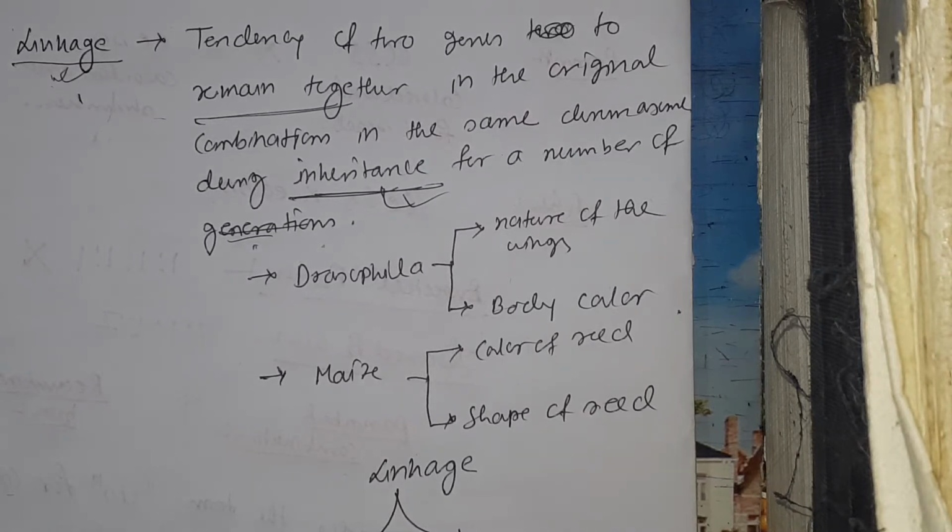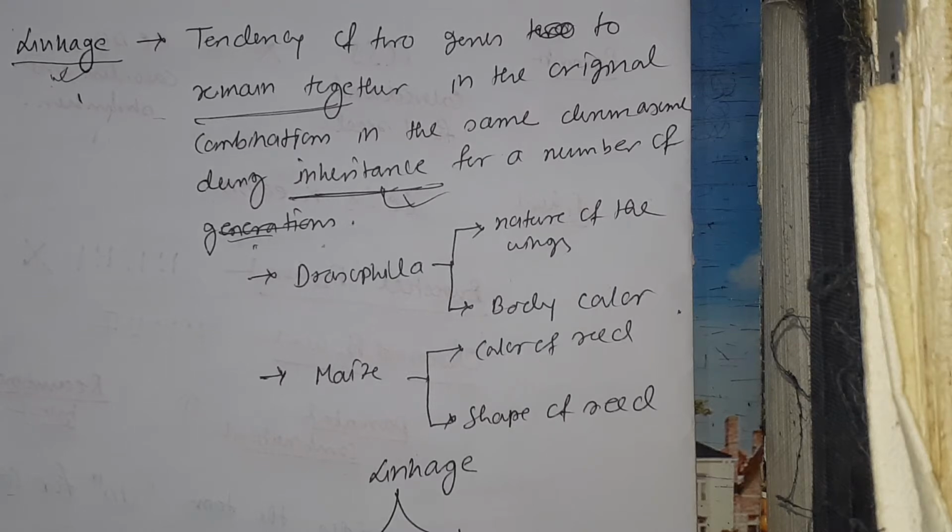Linkage is simply the tendency between two genes which are located in the same chromosome, where the distance between them is very small. That is why they are always inherited in their same original combination for a number of generations. That means the role of crossing over will be inhibited because of this linkage, because linkage enables the plant or the animal to maintain their original or parental combination.